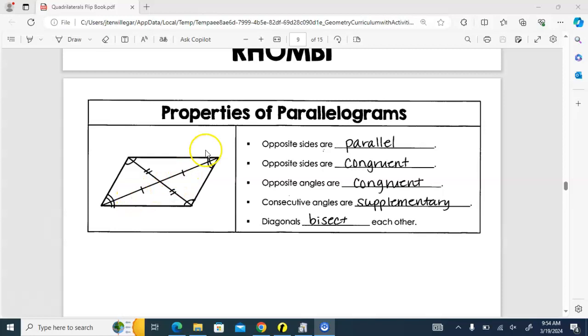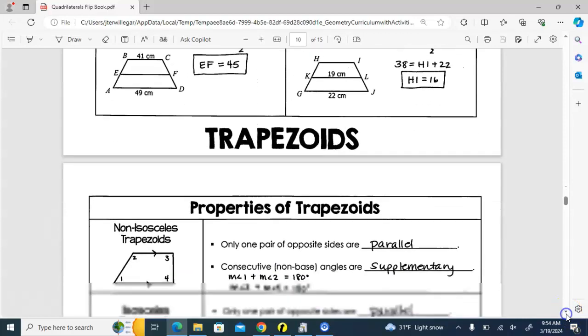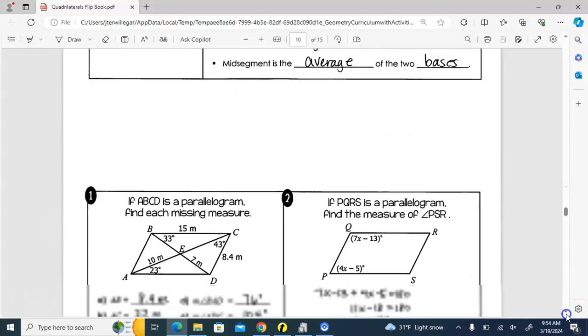Also, my diagonals are bisected. They're cut into two equal parts, but they are not congruent. That's only true with rectangles. All right, so let's scroll down. We did not do trapezoids yet. We will do that when we get back from break.